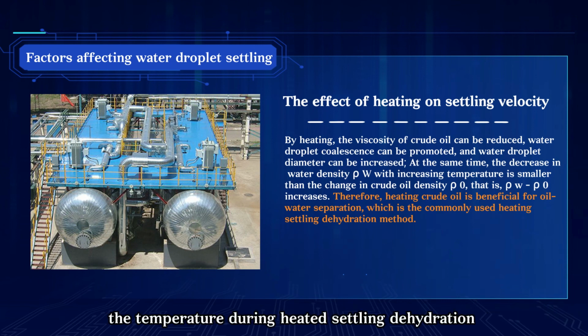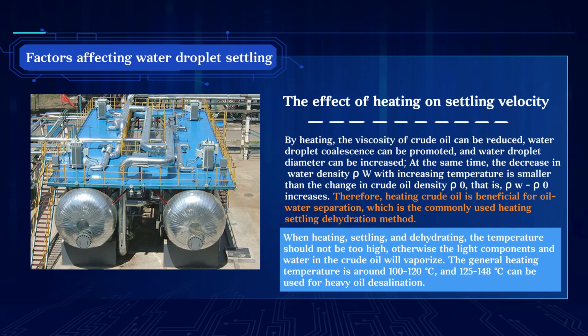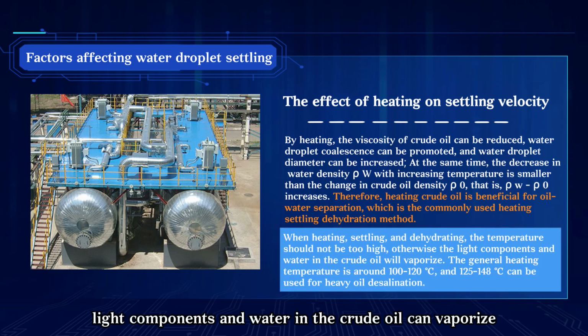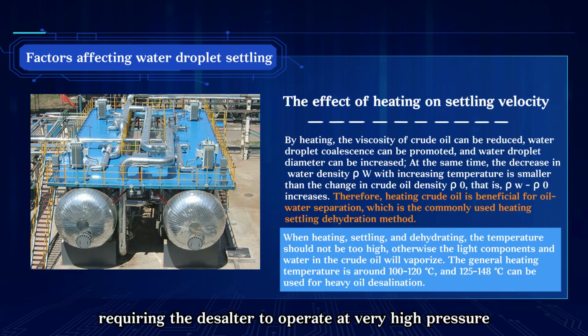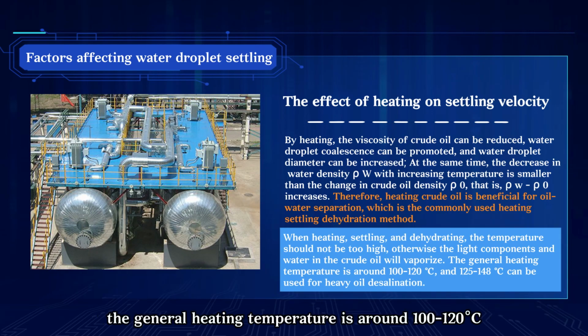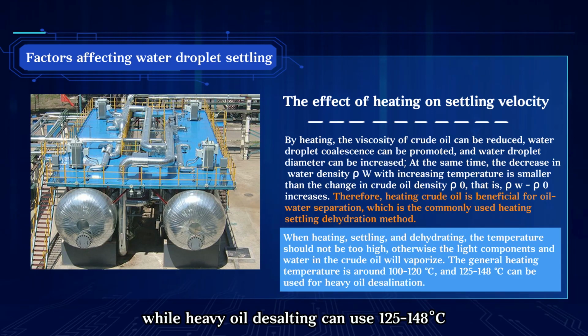Of course, the temperature during heated settling dehydration cannot be too high. Otherwise, light components and water in the crude oil can vaporize, requiring the desalter to operate at very high pressure. Therefore, the general heating temperature is around 100 to 120 degrees Celsius, while heavy oil desalting can use 125 to 148 degrees Celsius.